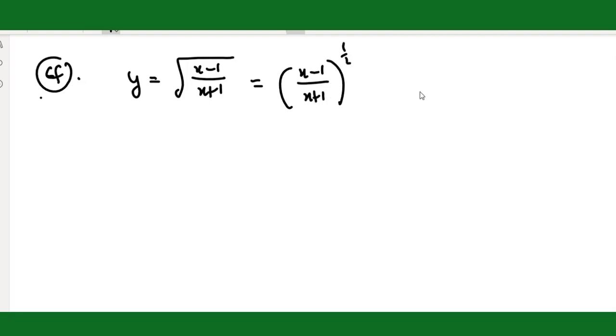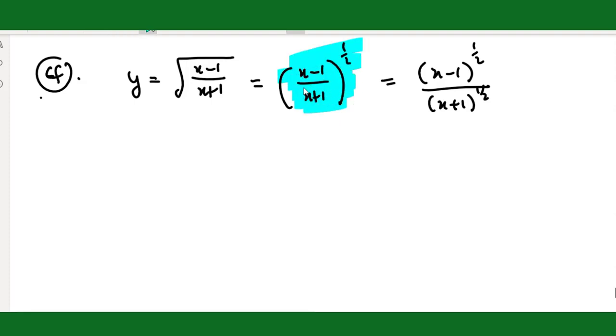y equals the square root of x minus 1 over x plus 1. Actually you can change it to this form, to the power half, or in this form, power 1 over 2 on the numerator and denominator. Up to you. Let's say I choose this one: rewrite y is equal to (x minus 1 over x plus 1) to the power of half.